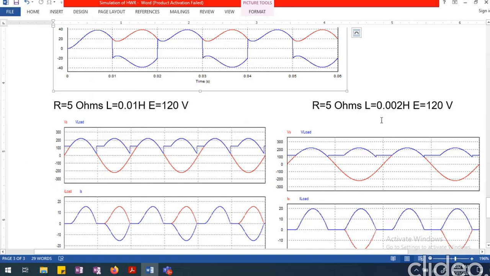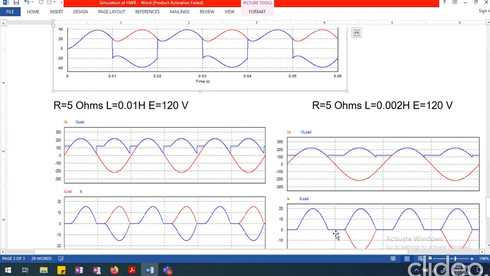Whereas for the same resistance with a smaller inductance value, that is, the L by R ratio decreases, correspondingly the conduction takes place only for a short while. Here the DC voltage E appeared across the load for this much, whereas here it is appearing for a much larger period of time. That is because we are having lower inductance, so the current will come down to zero quickly.